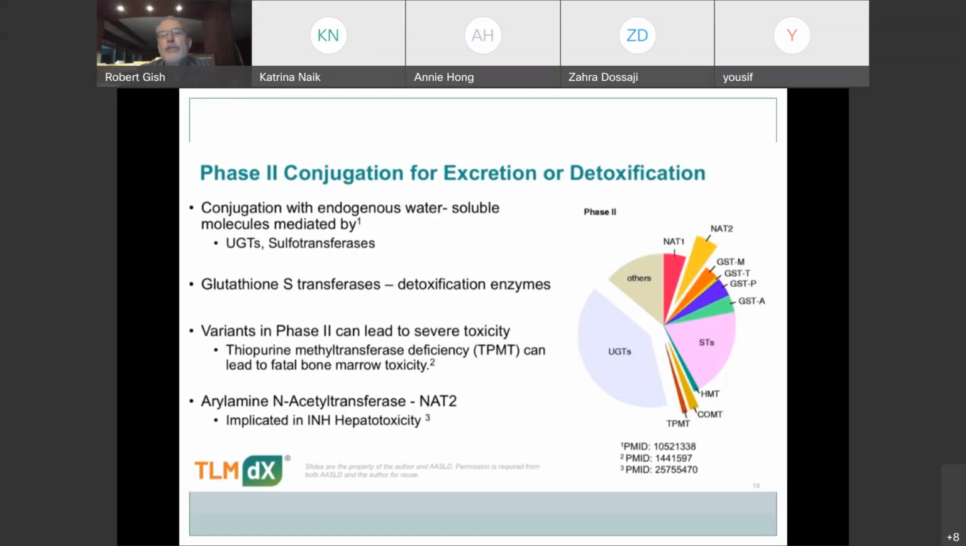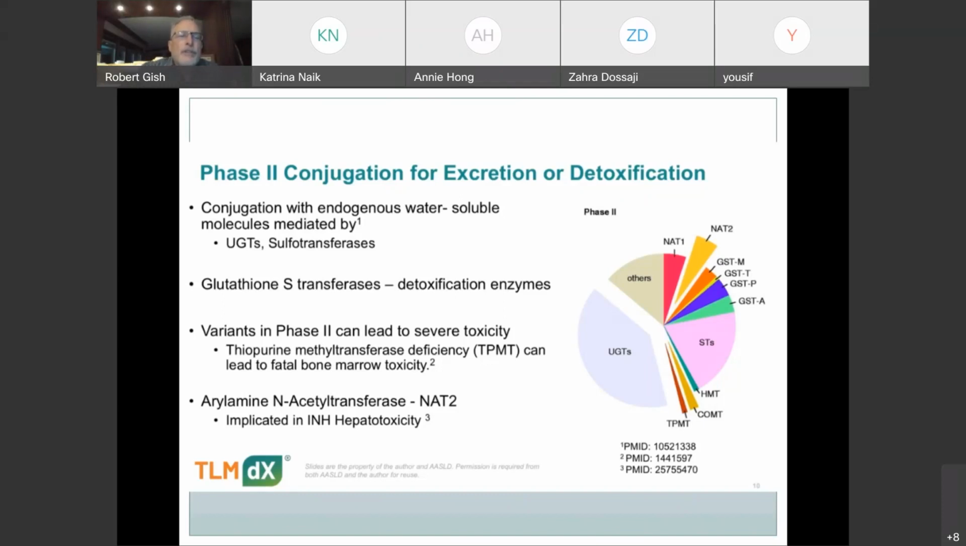Second phase is conjugation. This is for excretion or detoxification that can take place. Glutathione S-transferases is one of the key parts of the detoxification that takes place, and the UGT and the sulfotransferases that we talked about earlier with acetaminophen. You can have variants in phase 2 metabolism. A classic one that you may order is TPMT for your inflammatory bowel disease patients.